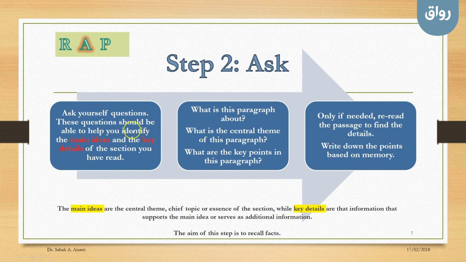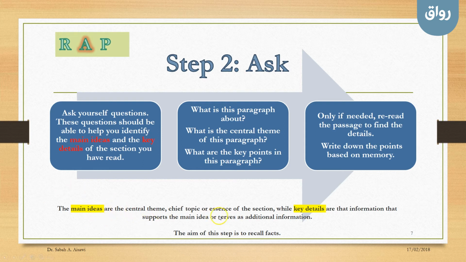And this is where you need to form some sort of interior dialogue with yourself and ask yourself questions about the meanings and the details and the ideas in the passage you have read. So you need to ask yourself questions. These questions should be able to help you identify 2 things: main ideas and key details of the section you have read. Now, what's the difference between main ideas and key details?